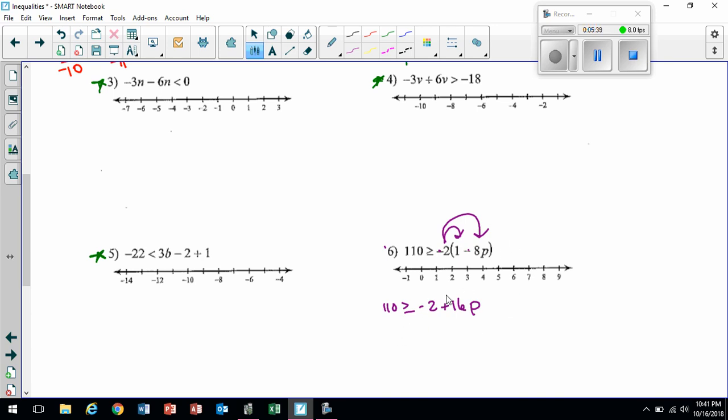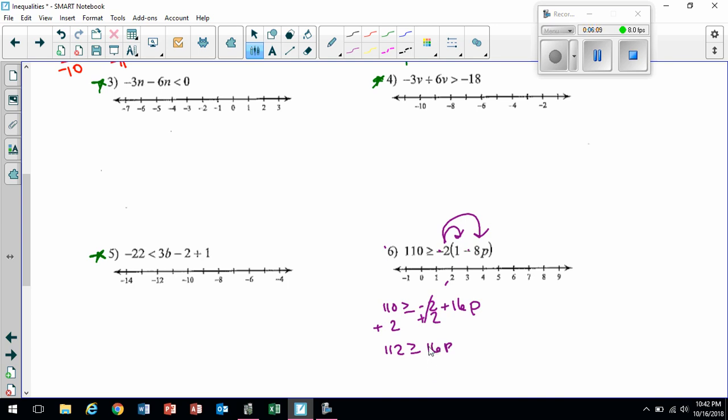Am I done with this problem? No. Can I combine any like terms on the right-hand side of my inequality? No. Can I combine any terms on the left-hand side of my inequality? No. So I'm just going to add 2 to both sides of my inequality, which leaves me with 112 is greater than or equal to 16p. So what do I do here?